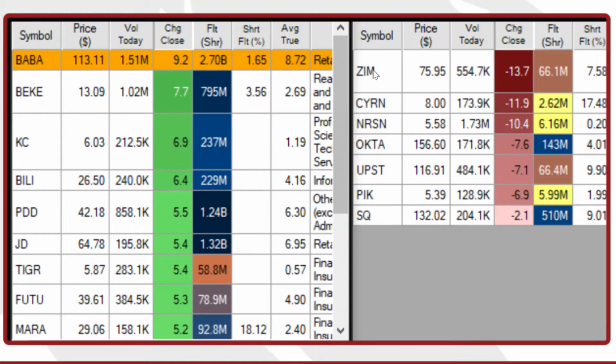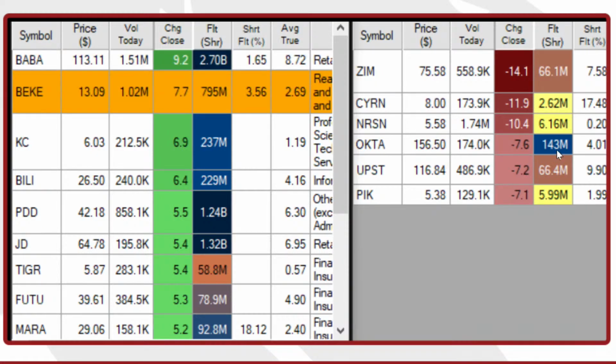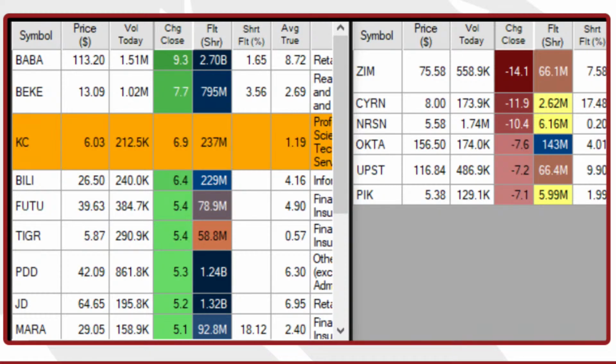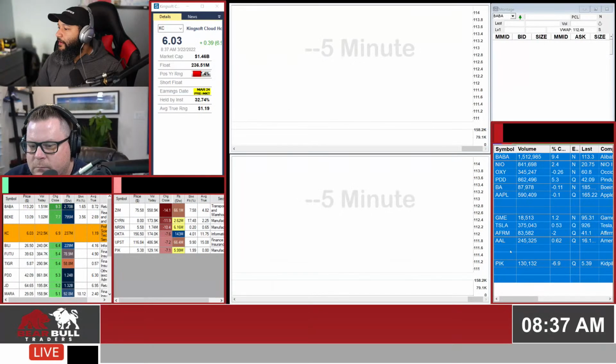And then on the gapping downside, I'm not seeing any of the bigger names that we've been trading lately. A couple of low float stocks here, 2.6, 6.1, 5.1. This PIK has been on and off the list. So a lot of these are just taking a hit this morning, but looking at these tickers, they don't look too great. So let's get into the details and see what we got going on here.